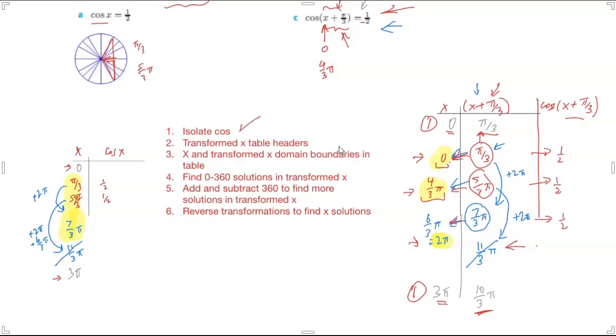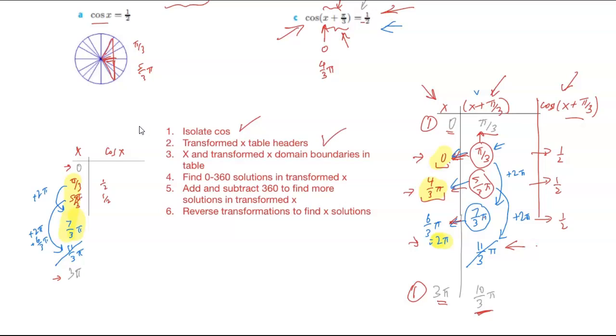First thing we did is we isolated cosine. Now in this case, cosine is already isolated, but sometimes you need to isolate it. So next thing, it talks about the table headers. So we form the table. In this case, there's 3 columns. There's the original x. There is the transformed x. Sometimes you're going to need more than one column depending on how many steps. In this case, there was just one transformation step, which was to add pi over 3, so just one additional column. And then finally, one last column to take the cosine of each one of the angles in the second column. Okay, so we put the table headers there.